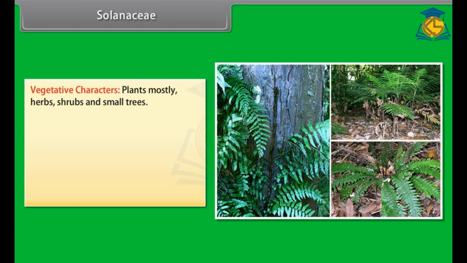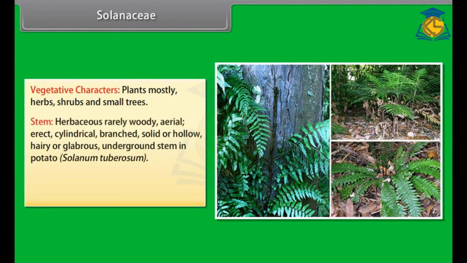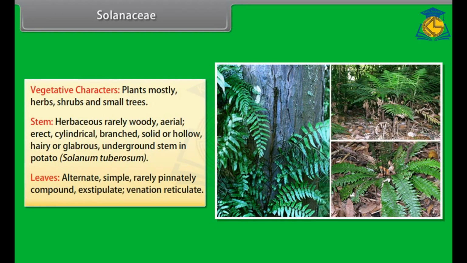Vegetative characters. Plants mostly herbs, shrubs, and small trees. Stem. Herbaceous, rarely woody, aerial, erect, cylindrical, branched, solid or hollow, hairy or glabrous, underground stem in potato, Solanum tuberosum. Leaves. Alternate, simple, rarely pinnately compound, exstipulate, venation reticulate.